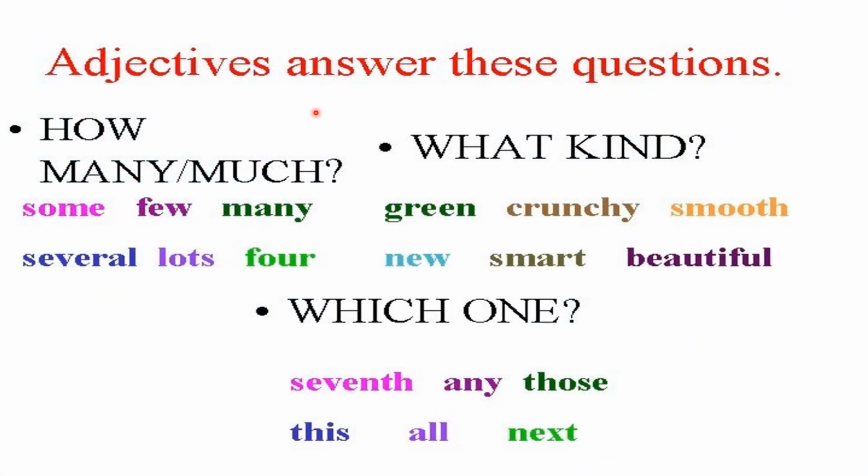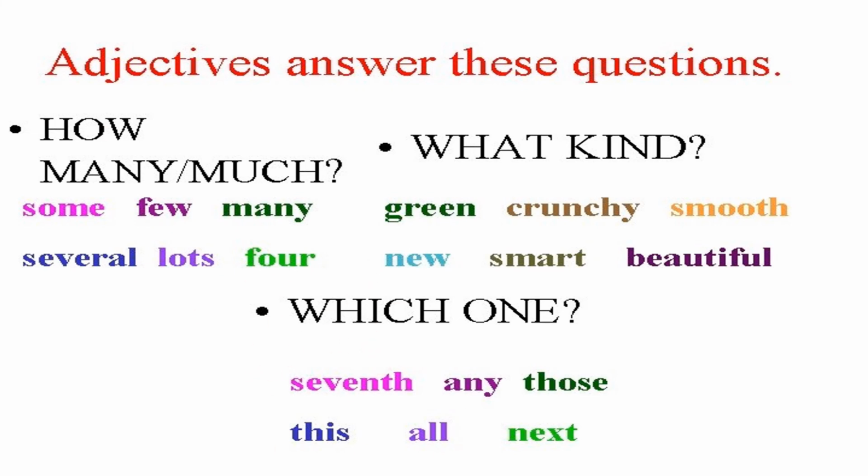Another one. Adjectives answer these questions: how many or how much, what kind, or which one. When we say how many or how much, we use some, few, many, several, lots, four. And what kind? Green, crunchy, smooth, new, smart, beautiful, like the several examples a while ago. Which one? It can be 7, any, those, this, all, next. Those are words that can be used as adjectives.